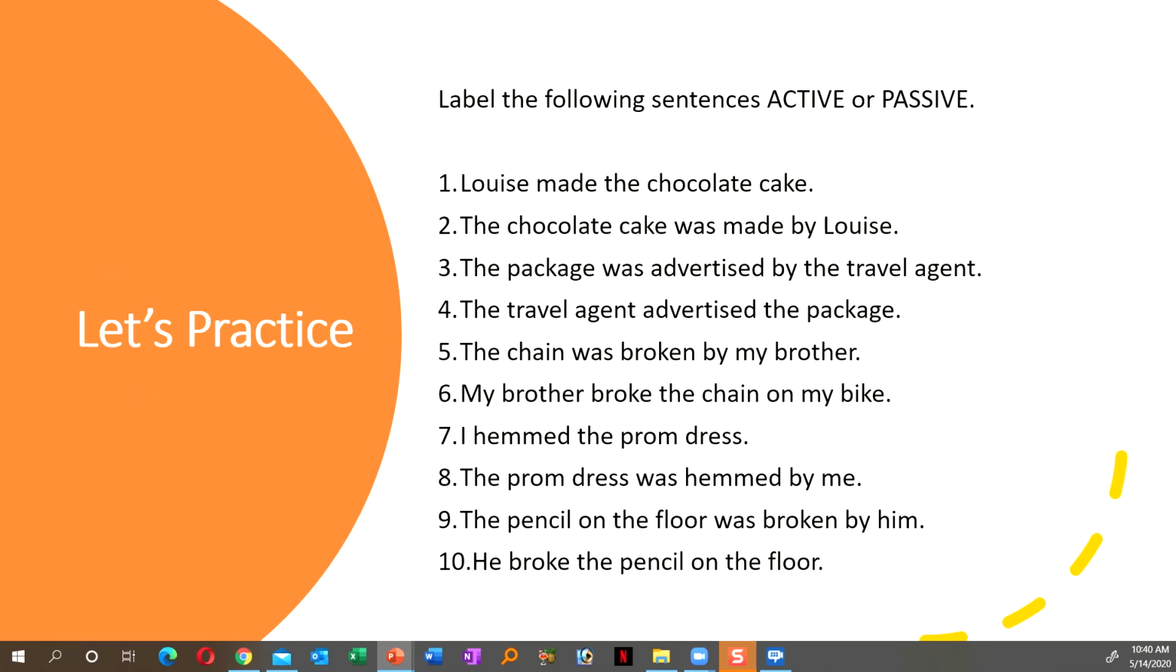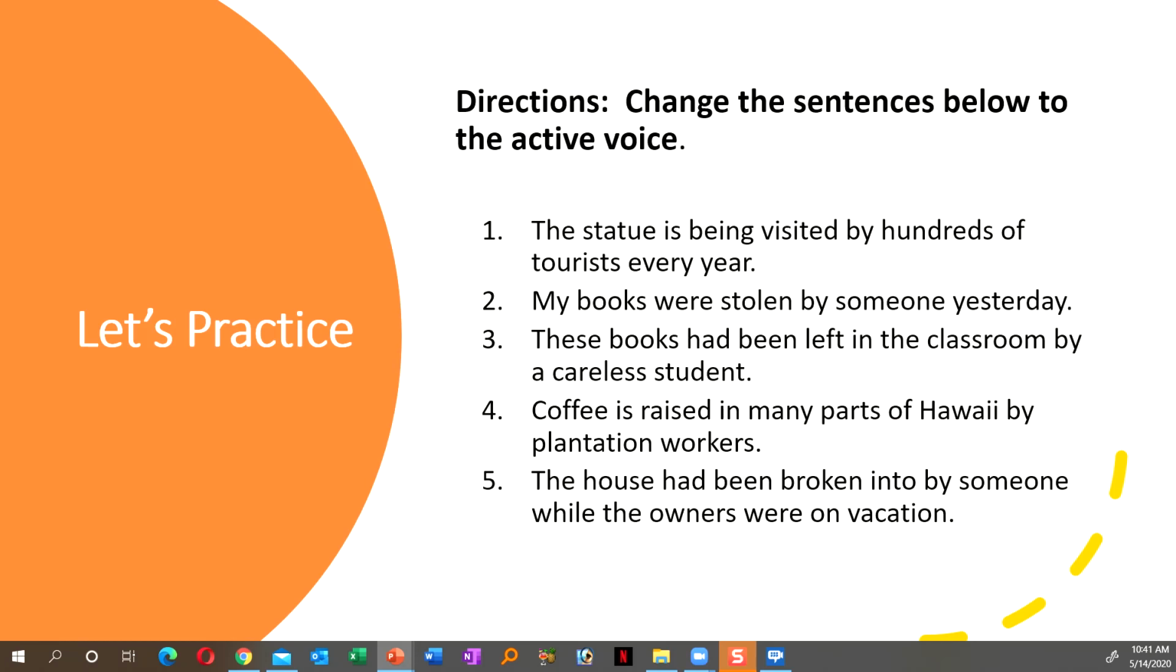I hemmed the prom dress. The prom dress was hemmed by me. The pencil on the floor was broken by him. Passive, right? He broke the pencil on the floor. Active. Fantastic. So let's try something else.